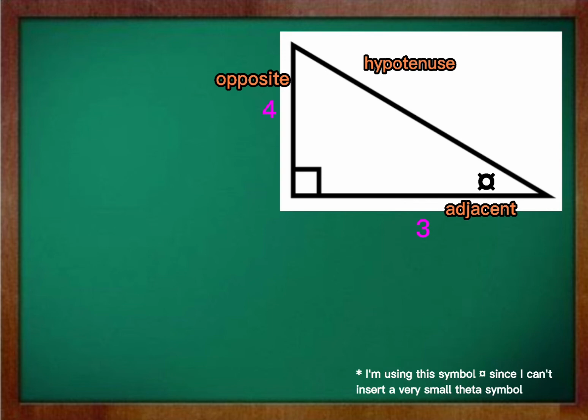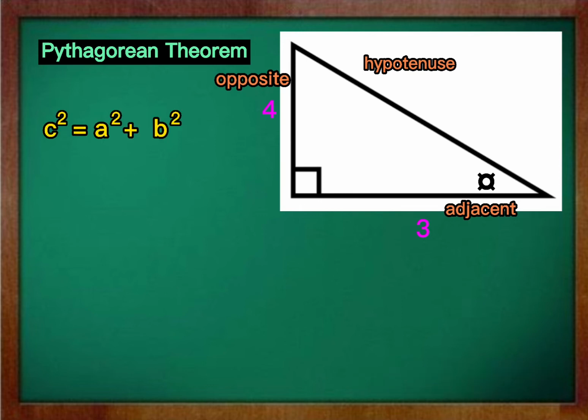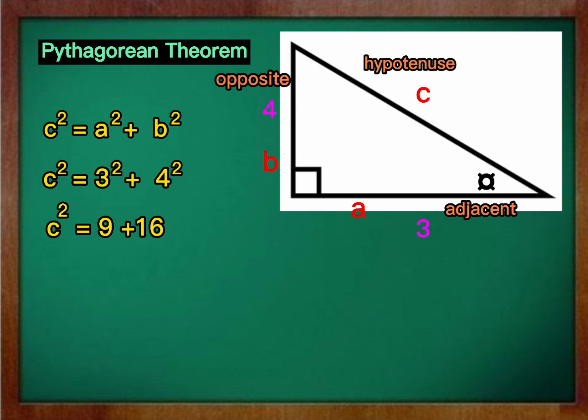Now we can apply the Pythagorean Theorem with the formula c squared equals a squared plus b squared, where a and b are the sides and c is the hypotenuse. So c squared equals 3 squared plus 4 squared, and c squared equals 9 plus 16, which is 25. We get the square root of c squared and the square root of 25. So the length of the hypotenuse is 5.